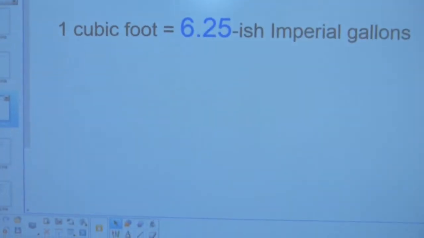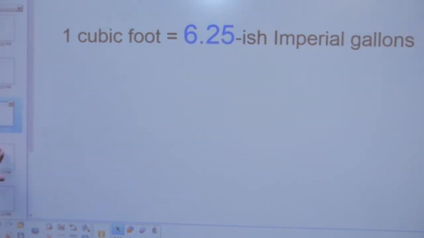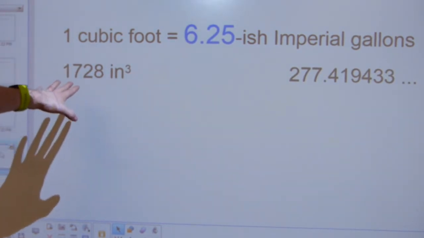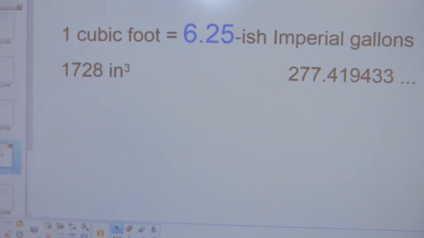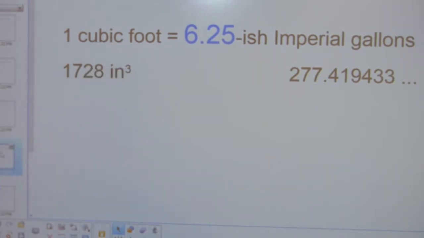So the math is fairly straightforward. Let me put you back on the tripod here. This is how it looks. There is our 1,728 cubic inches for the cubic foot, and like I said, the infinite decimal 277.419433, whatever. 277.42 is close enough for most applications.